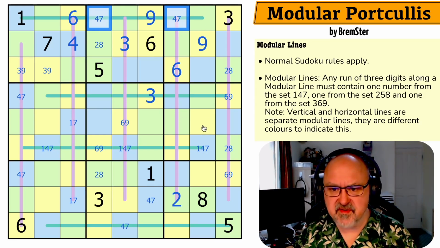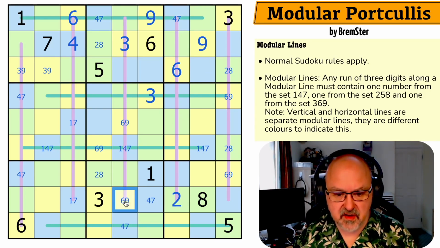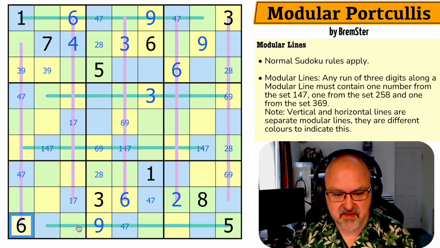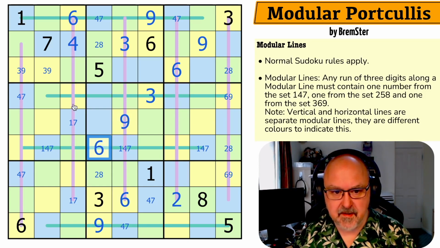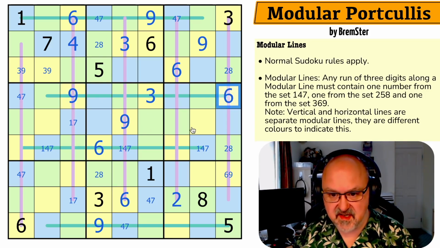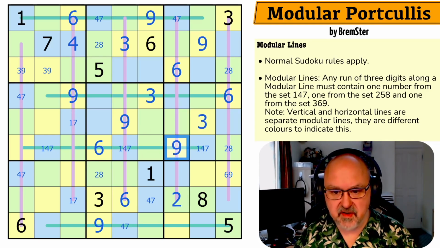369 seems to be the most filled. So 369, this is a 6 or a 9. This is a 6 or a 9, so that's the 9, that's the 6 because of that 6. That looks like making that the 9, which makes that the 6. This is a 6 or a 9, and it sees a 6, so that's the 9, that's the 6.